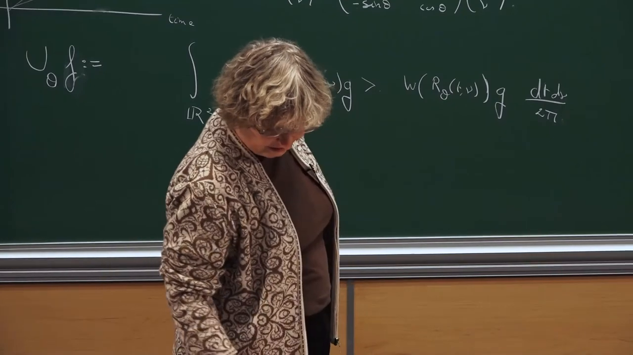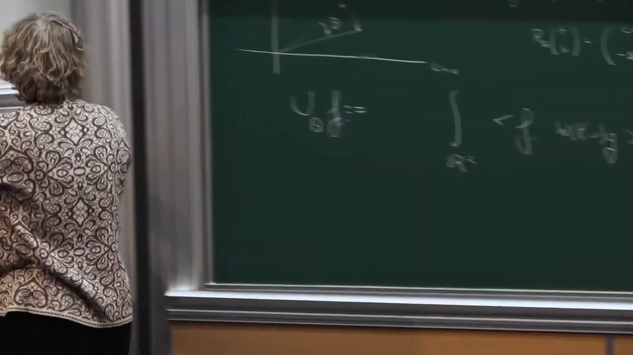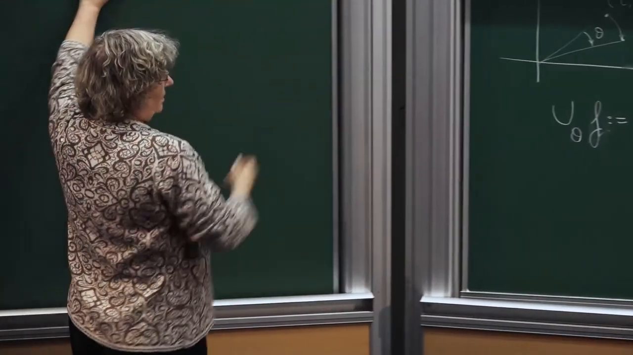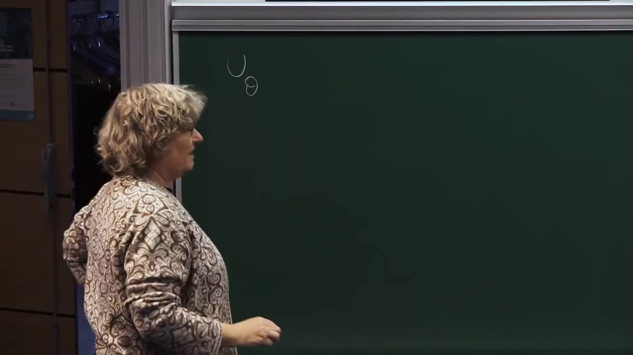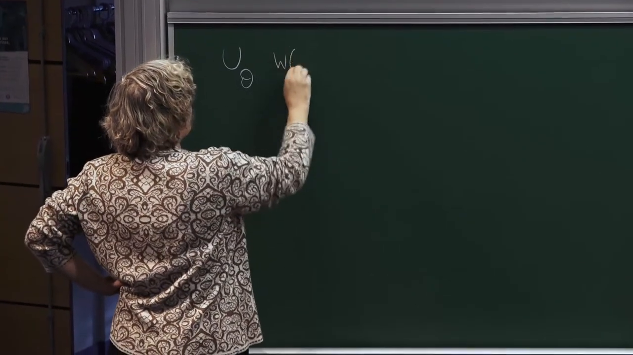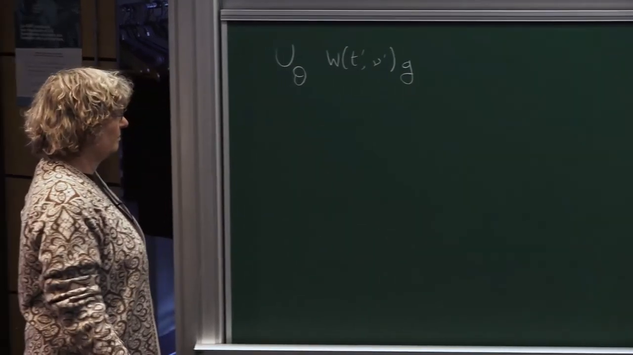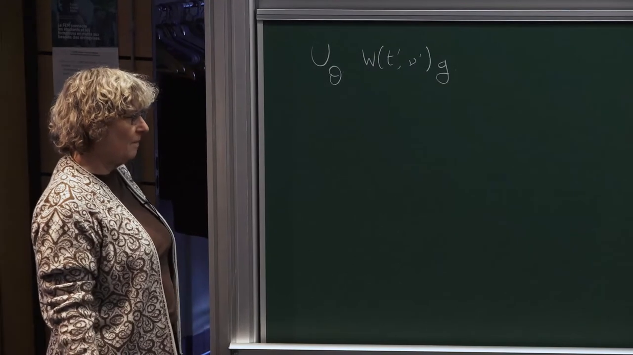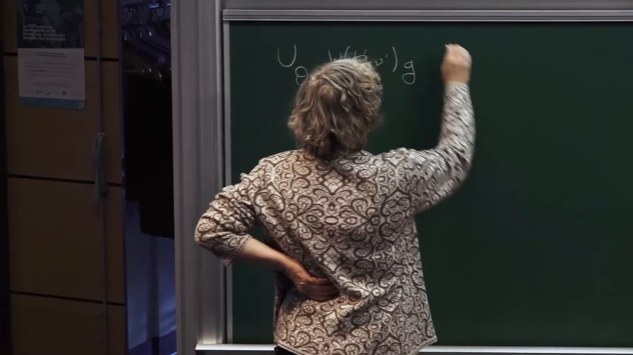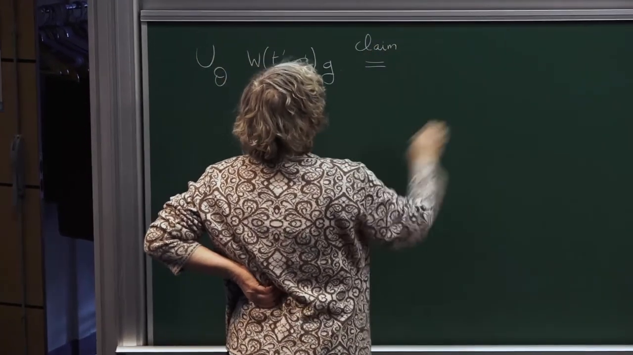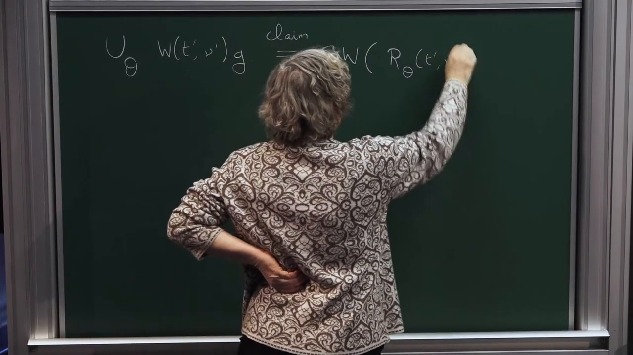What we'll see is that this operator has a very natural way of acting. What I claim is that U theta on W(t', nu') G will be easy to compute. It will have a very nice expression. In fact, for the moment this is a claim, that this is going to be just W of R theta (t', nu') on G.